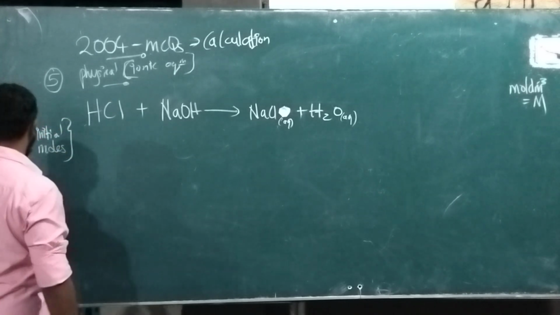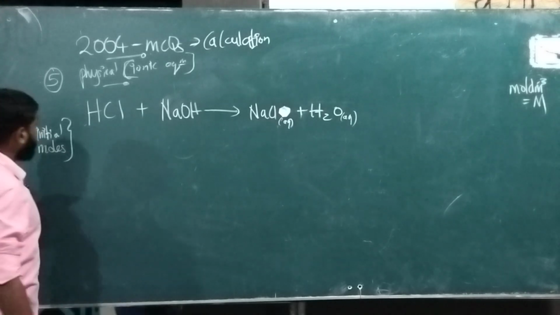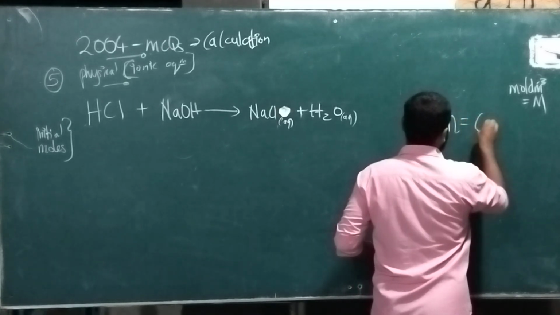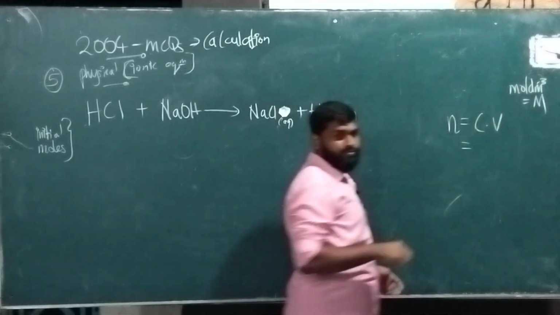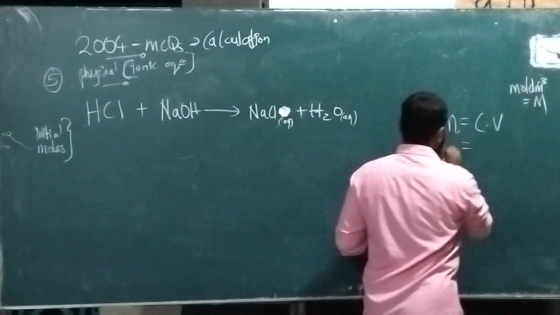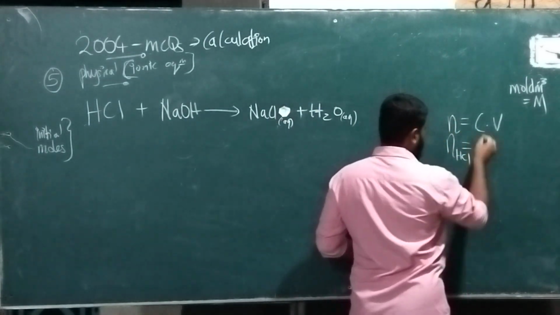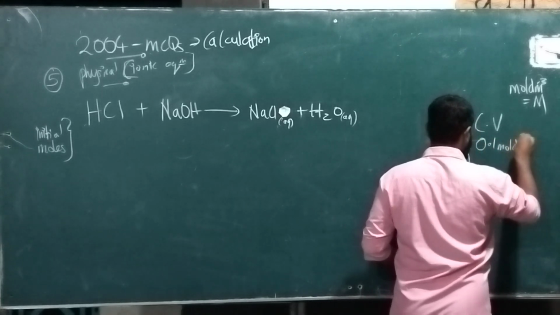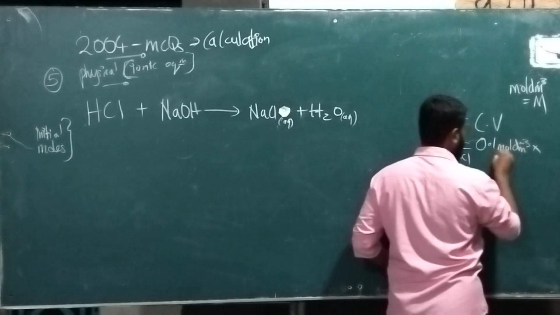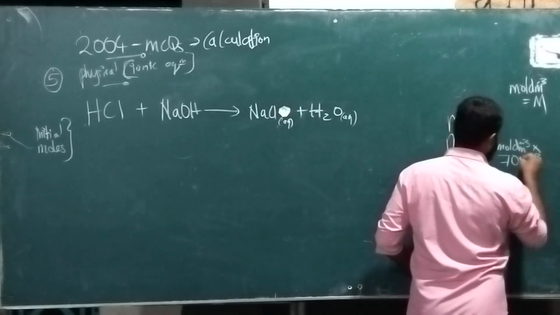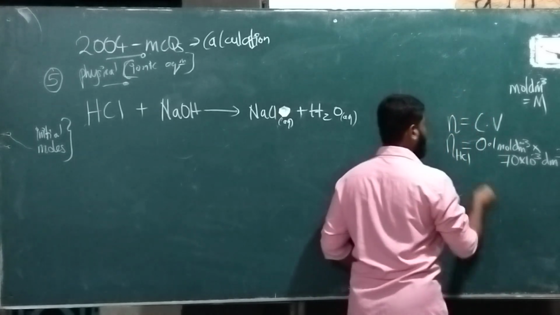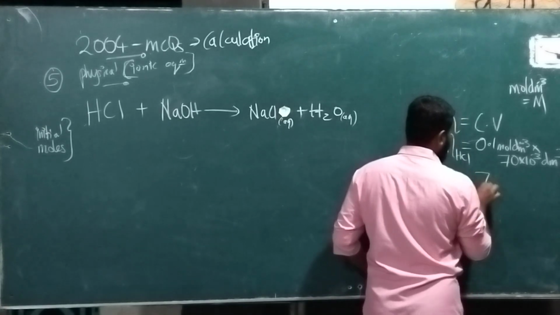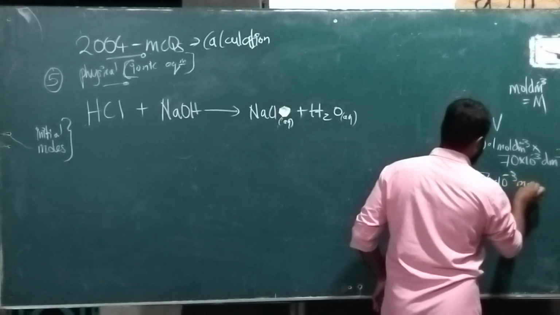Initial moles. For the initial moles, see here guys, very easy. You know n is equal to the concentration of a substance times its respective volume. So the number of moles of HCl that we had is 0.1 mole dm^-3 into 70 into 10 to the power minus 3 dm^3. Convert them all to their respective units, that will make it easy to cancel them out. So I'll get 7 into 10 to the power minus 3 moles.